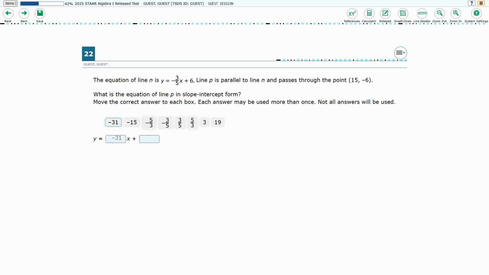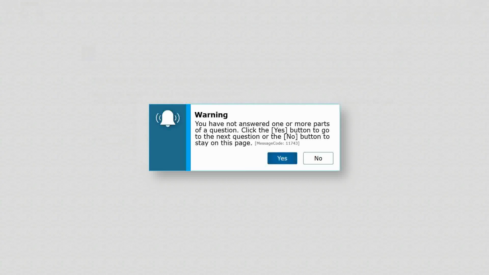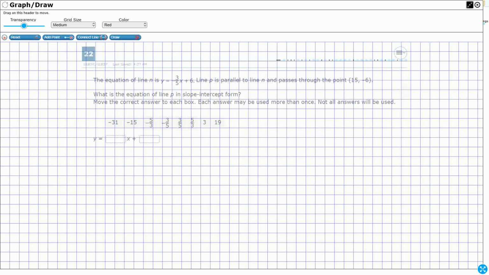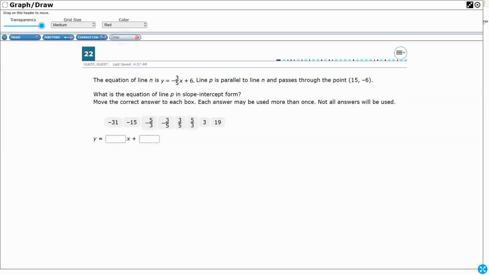So we've got two blanks here, and you notice that each answer can be used more than once, and each of these possible answers can be put into either one of these boxes. So they're not limited in any way. And if I were to just move in one and then try to move on, obviously I'd get that warning message. This is a 2-point problem, one for each blank. So let's go ahead and figure this out so we can get both of our points here.